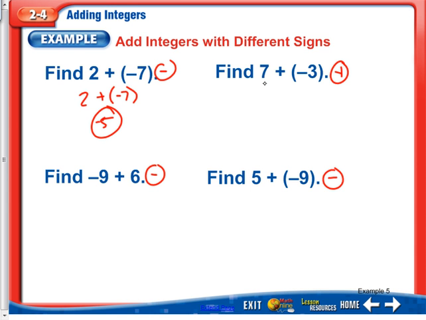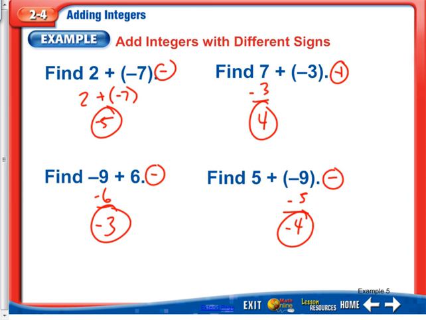Now I just need to find the difference between these. So I subtract 3 and I get 4, and I said it was going to be positive. I subtract 6, I get 3, and I said it was going to be negative. I subtract 5, I get 4, and I said it was going to be negative. Why did I subtract? Because they're different signs. When they are different signs, you find the difference, and difference means to subtract. So you always take your number with a greater absolute value and subtract the smaller number.